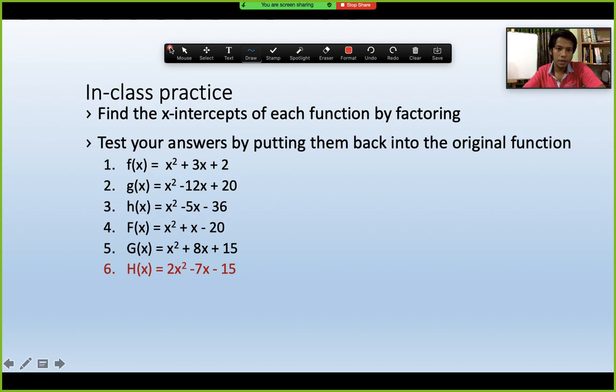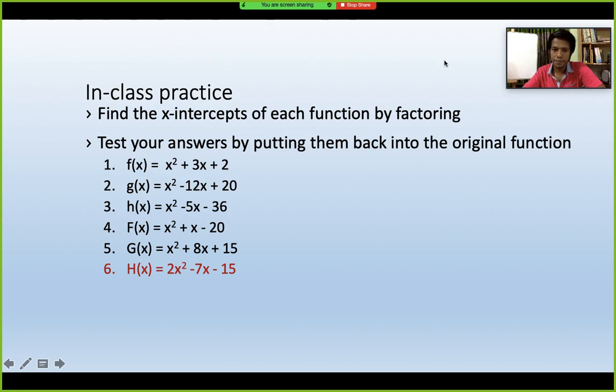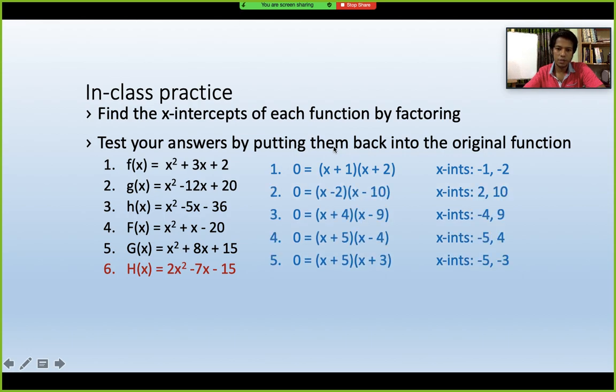So you give a try, then I will show you the answer. Or we may practice some of this in the class also. Please let us know if you cannot factor them, or if your answer is different than our answers. Okay, so these are the factors.